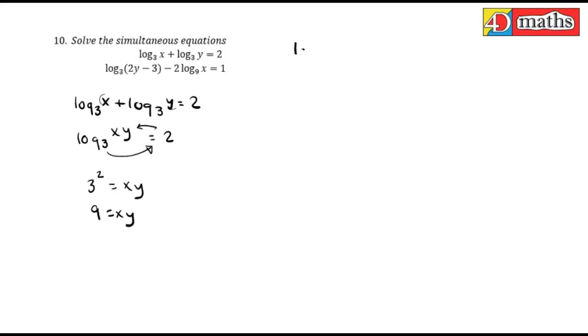Okay. So put this up here because there's a bit of work to be done in this one. Minus 2 log 9x equals 1. Immediately I can see that there's a problem. This is a base of 3 and this is a base of 9, so they don't match up. Okay, so we're going to have to change it, right?